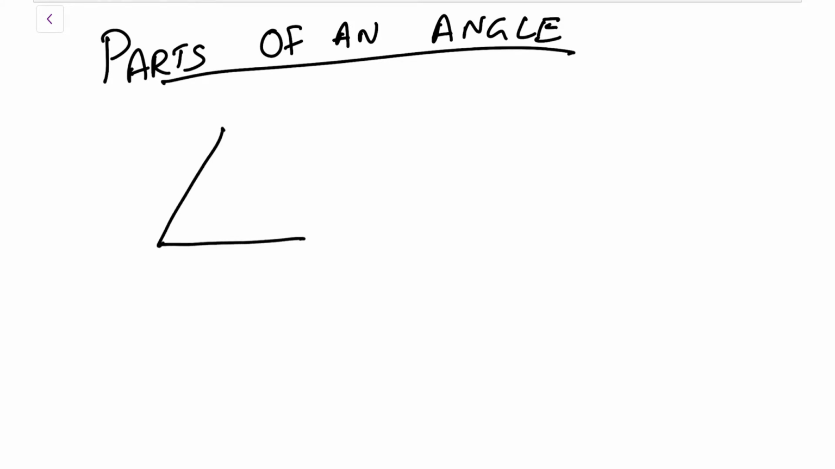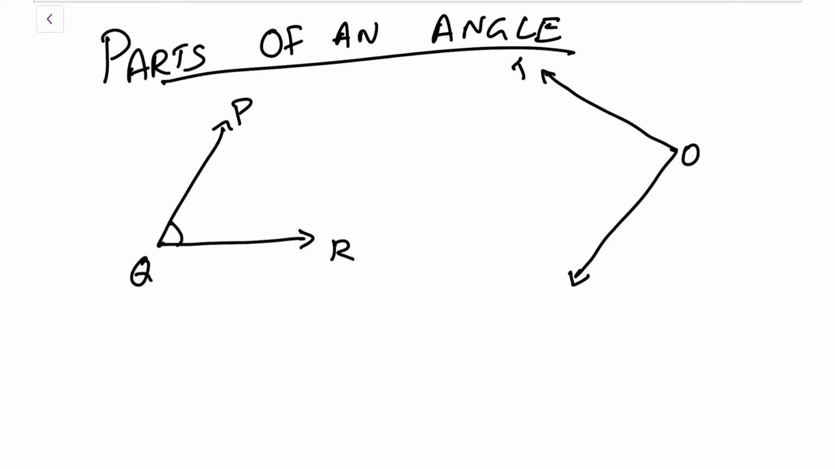Now, what are the parts of an angle? Okay. What are the parts of an angle? So, let's consider this. As you can see, we have 2 rays, QP and QR. And this is the angle that is formed. Alright. And here we have 2 more rays called OT and OP. As you can see, this is the angle that is formed. This is your figure 1 and this is your figure 2.